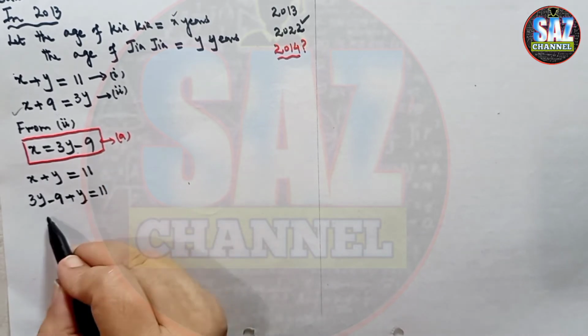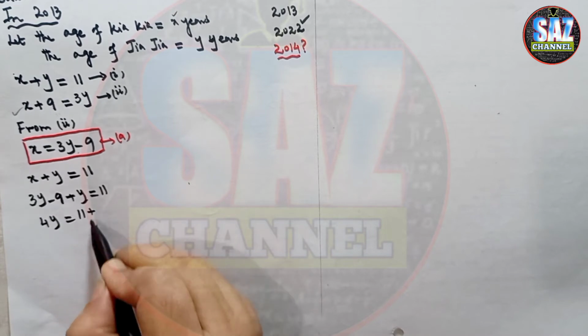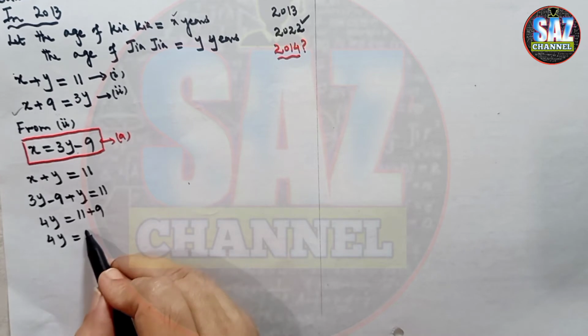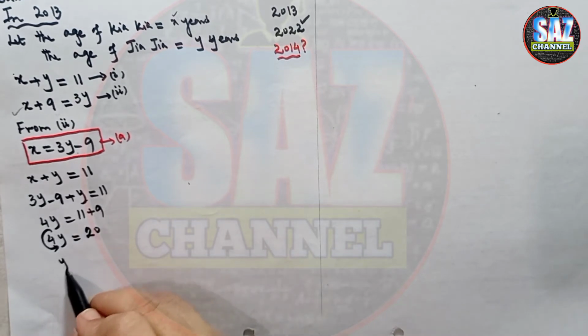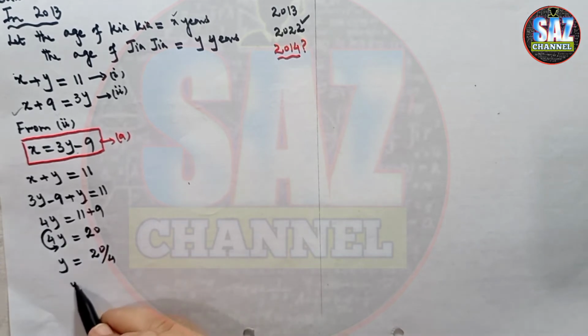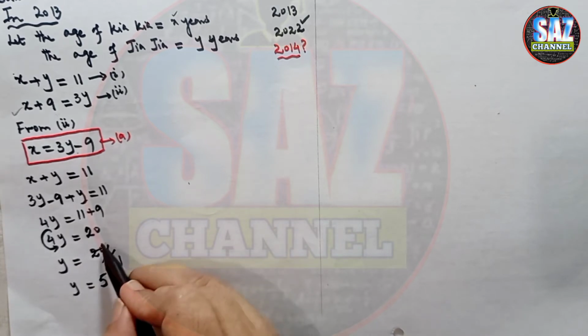This will give me 3y plus y, which is 4y, and 11 plus 9, that is 20. So 4y equals 20. In order to get the value of y, I have to shift this 4 to the other side. 20 by 4, so the value of y is 5, since 4 fives are 20.